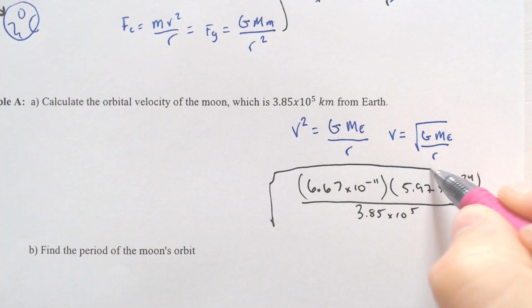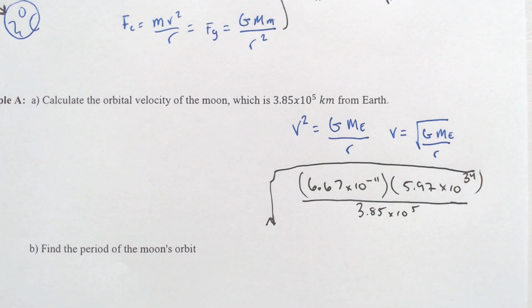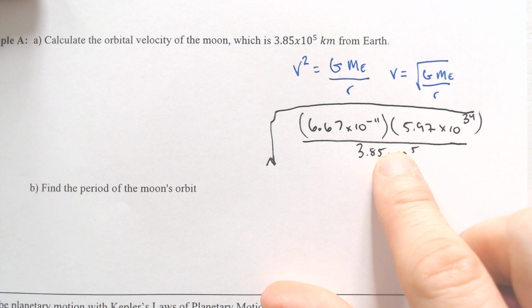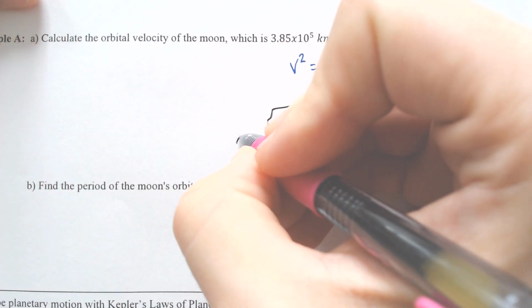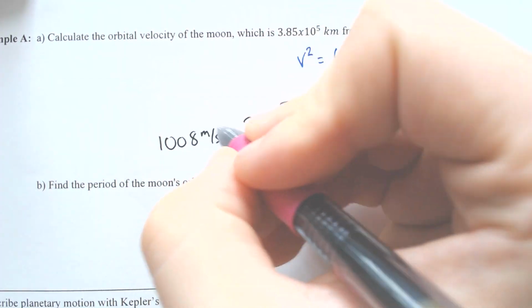The 3.85 times 10 to the 5th is one of the few things that would not probably be provided to you on a formula sheet. The mass of the Earth would probably be provided. The gravitational constant you would hope would be provided as well. You can square root all of that and do all the math and calculations, and you would find out that the moon is roughly traveling at 1,008 meters per second.